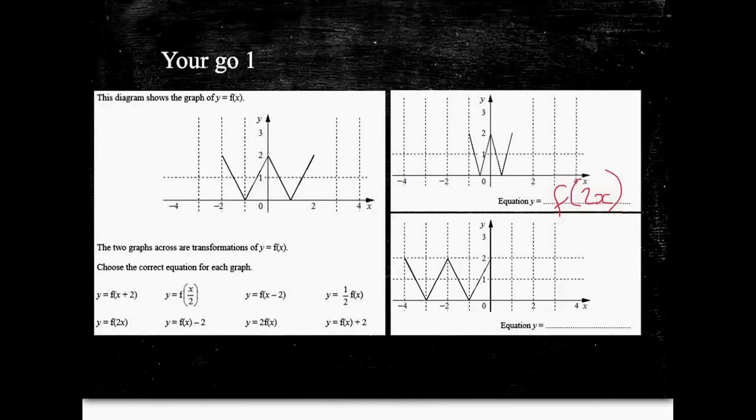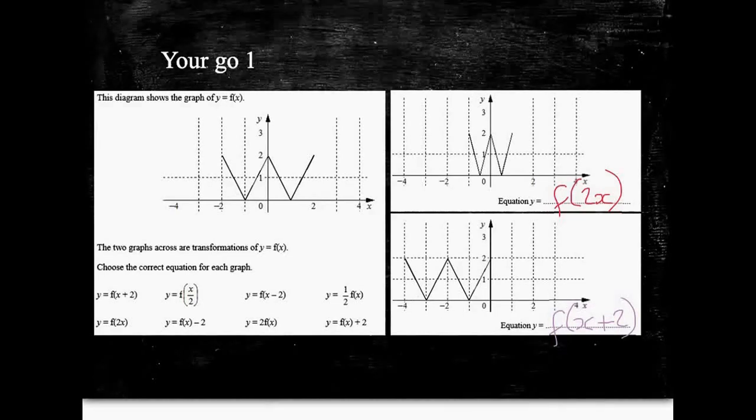So 2 units to the left, that must mean it's within a bracket. So let's see, which one could it be? I think it's going to be f of x plus 2. Positive values move things to the left, negative to the right. So that's the answer to this one.